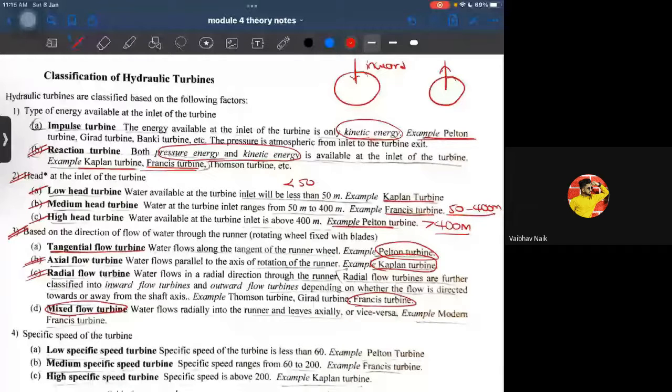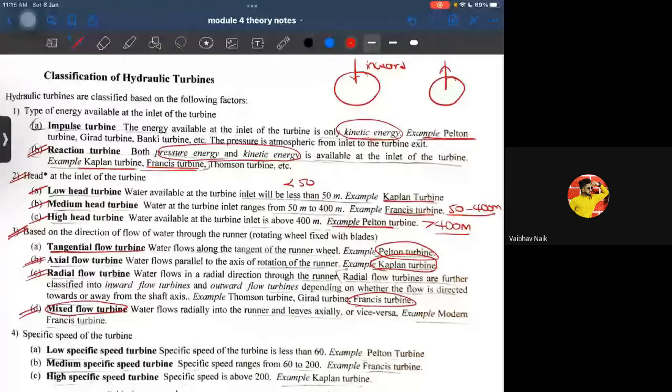That means the incoming flow to this particular turbine is radial and it leaves axial. So incoming has one type of flow and outgoing has another type of flow. Such turbines are known as mixed flow turbines. The best example is the modern Francis turbine.